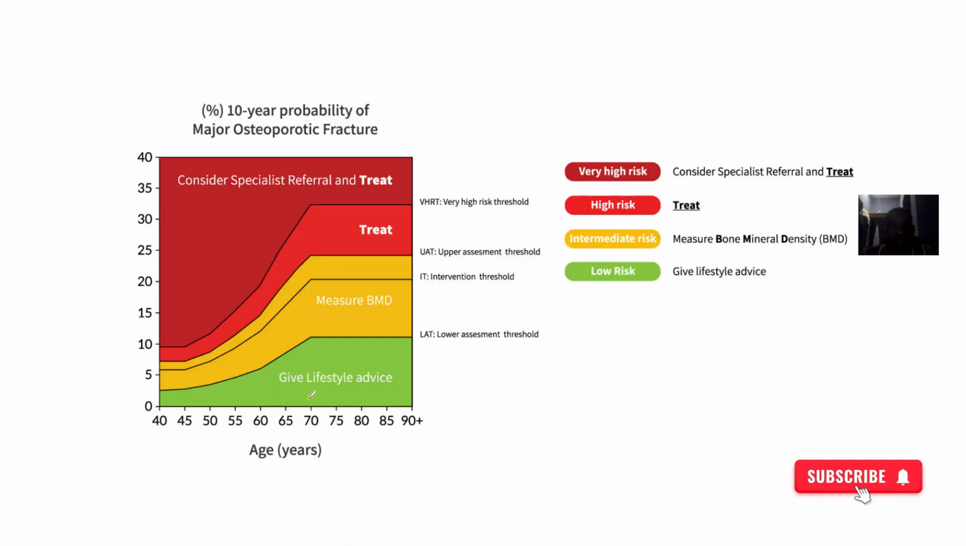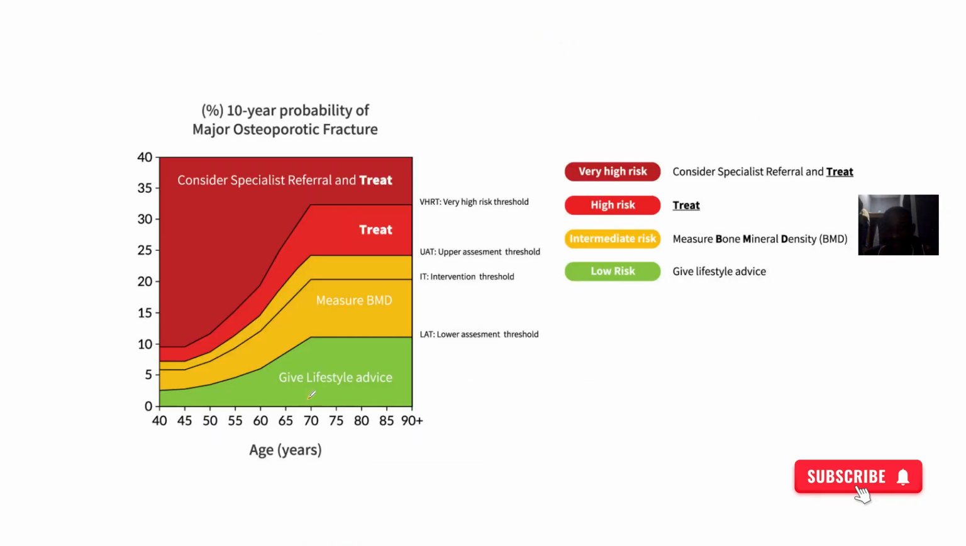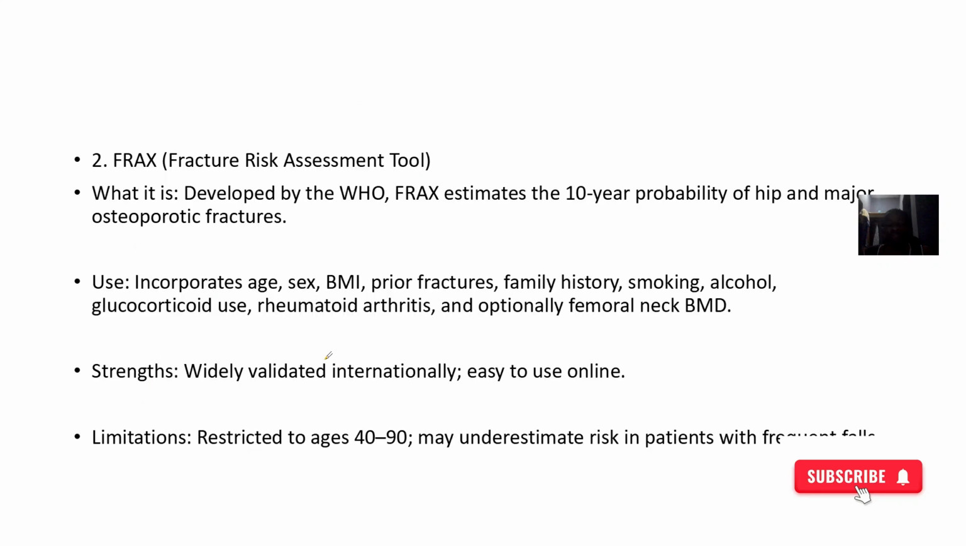So is this FRAX or is this QFracture? I think this is QFracture. This should be FRAX, right? So FRAX was developed by the World Health Organization, and it will basically estimate a 10-year probability of hip and some other fractures at places that would mostly be affected by osteoporosis. They're trying to estimate if there's a possibility of you having fractures at any of these regions within a short while.